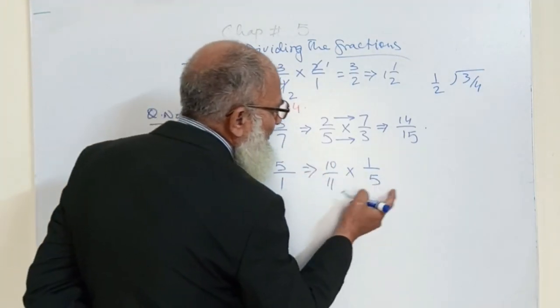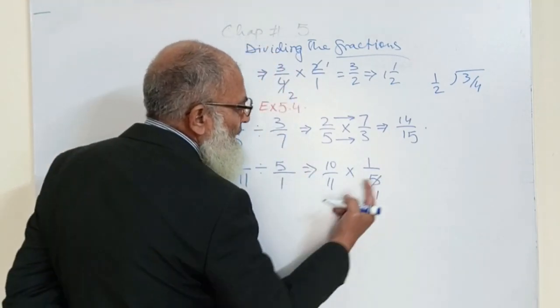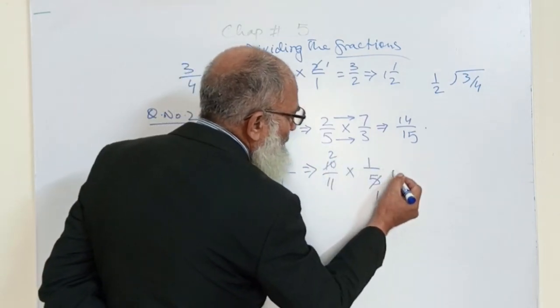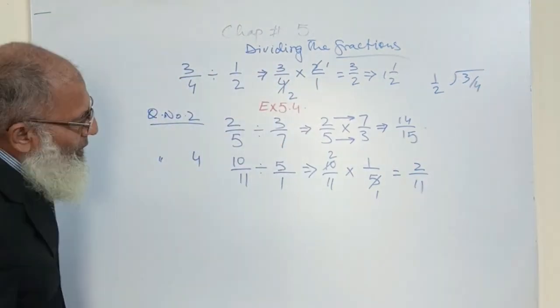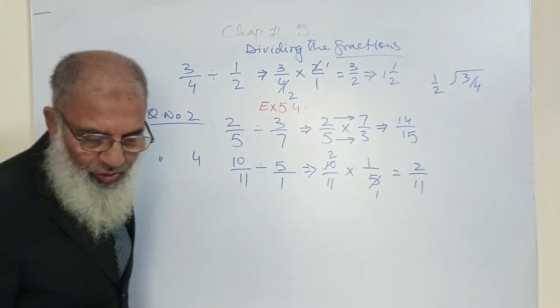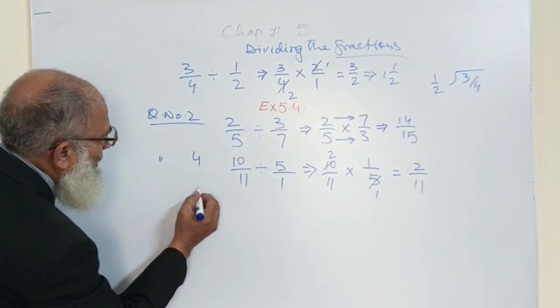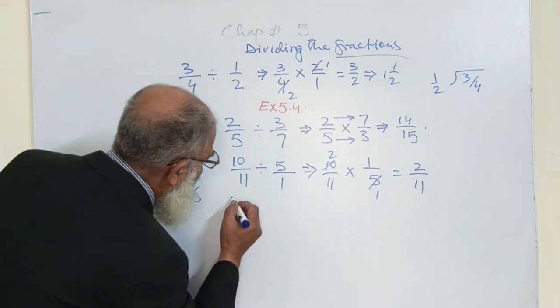Now you see that this 10 is divisible by this 5. 5 1 times and 5 2 times. Now it will become 2 upon 11, if I am not wrong. Question number 6 is 3 1 upon 5.